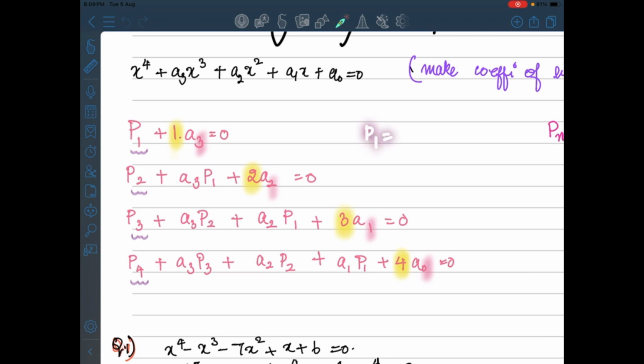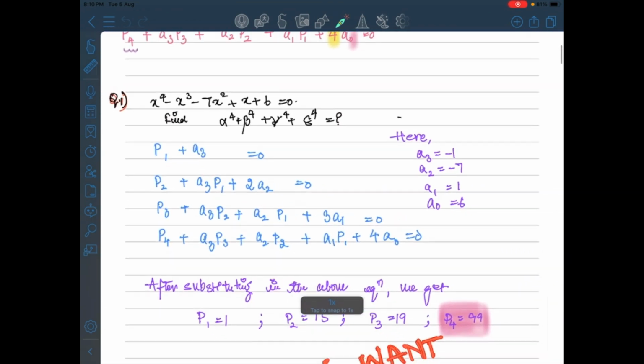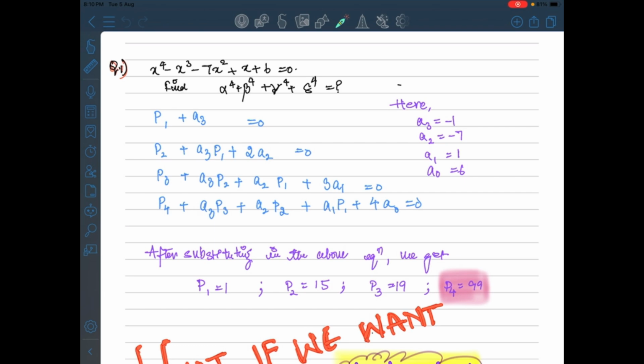P1 is actually alpha plus beta plus gamma plus delta, which you know should actually come minus 3, right? Because it's always minus b by a in any case. And if you look here, P2 is actually alpha square plus beta square plus gamma square plus delta square. So these are those representations. Now let us understand using an example. So over here I need to find P4. So see, this is what I have.